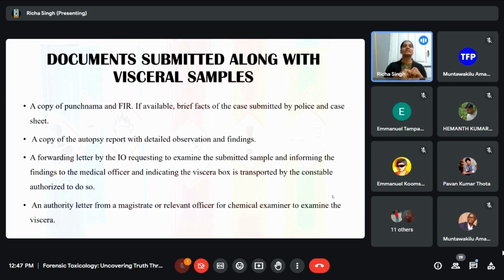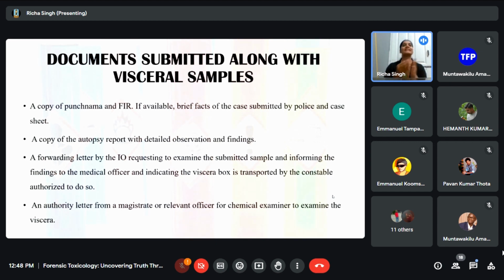Along with this, we send a forwarding letter, which is by the investigating officer requesting to examine the submitted sample and inform the findings to the medical officer, and indicating the viscera box is transported by the constable who is authorized to do so. And then an authority letter from a magistrate or relevant officer for the chemical examiner to examine the visceral sample.